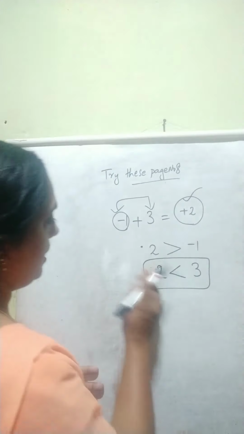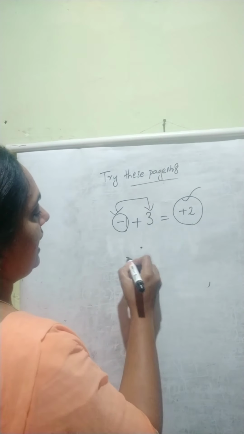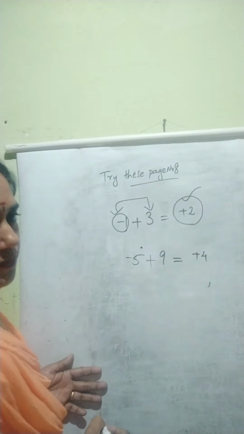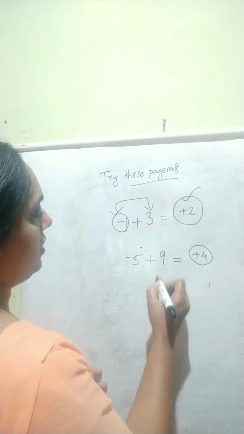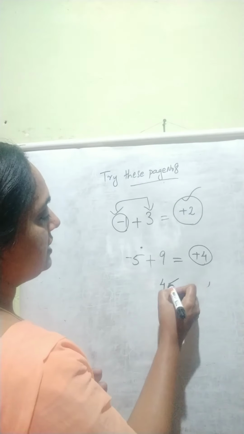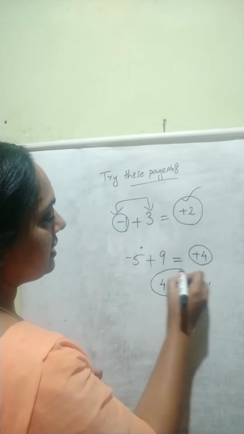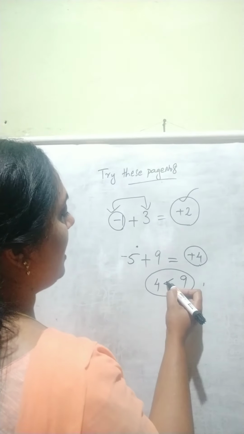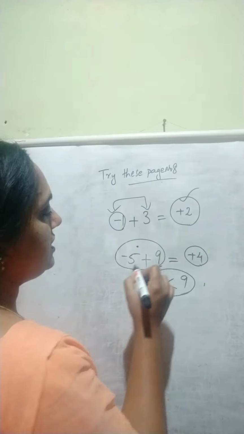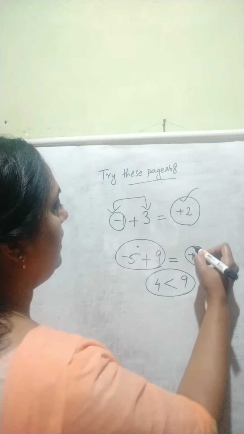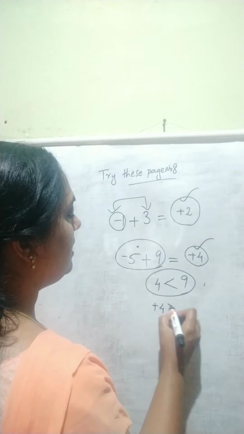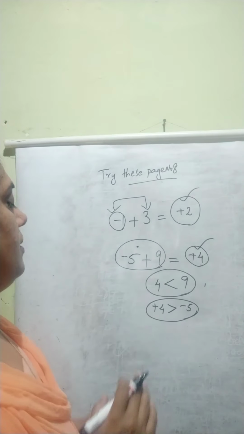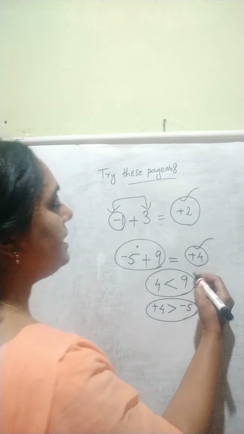Okay. Then again examples. Negative 5 plus 9. Answer is positive 4. Here 4 is our answer. 4 is less than 9. This is the condition. The answer should be less than any one of these numbers. So automatically this positive 4 is greater than negative 5. Opposite action also is going on there. But this is our condition.